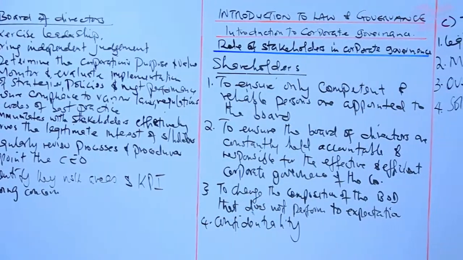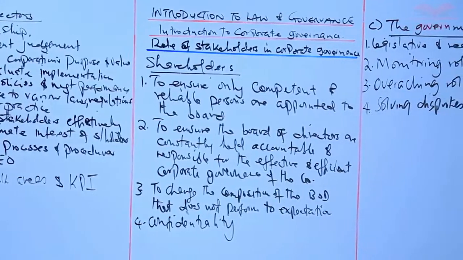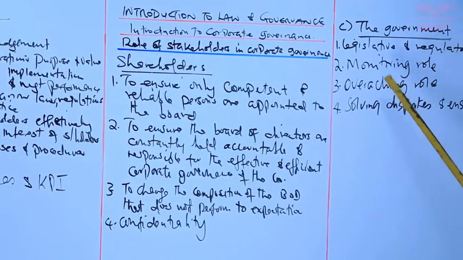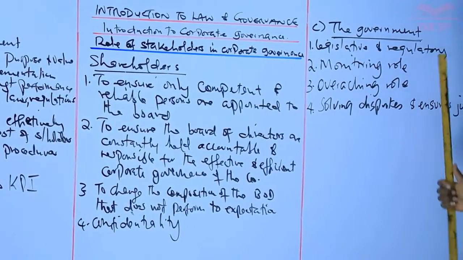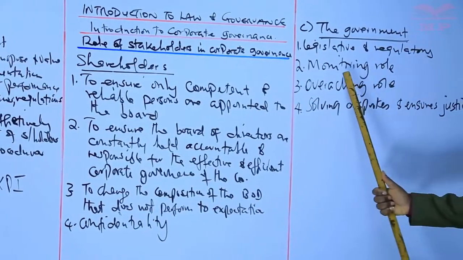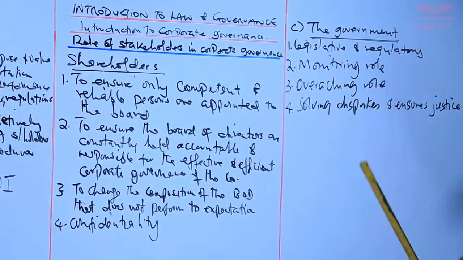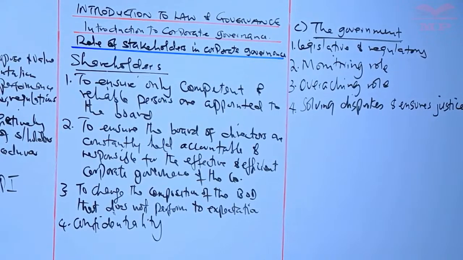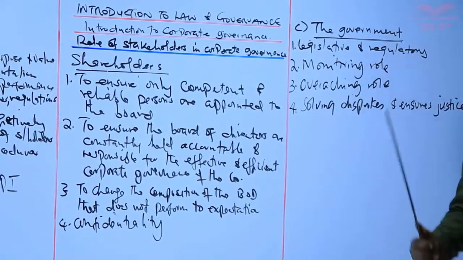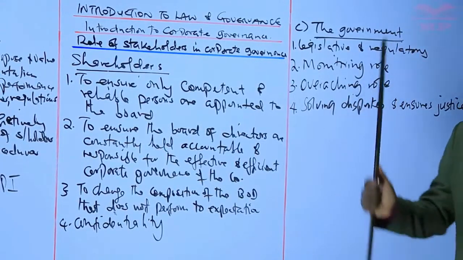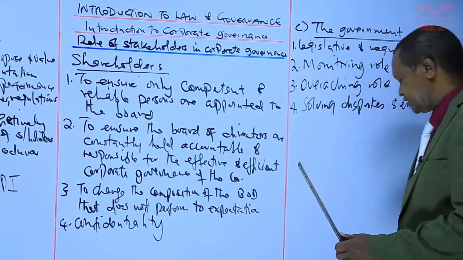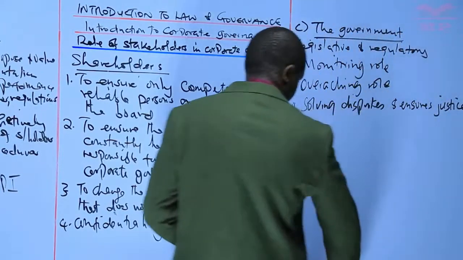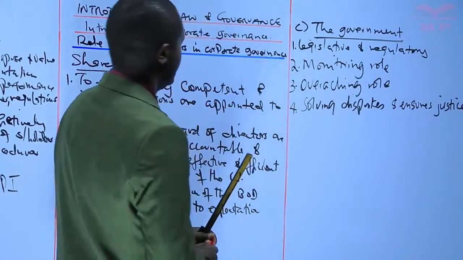We've also discussed the role that the government plays in corporate governance. The first is the legislative and regulatory role, the monitoring role, the overarching role, and the role of solving disputes and ensuring justice. The government helps to bring justice in corporate leaders who are involved in scandals.